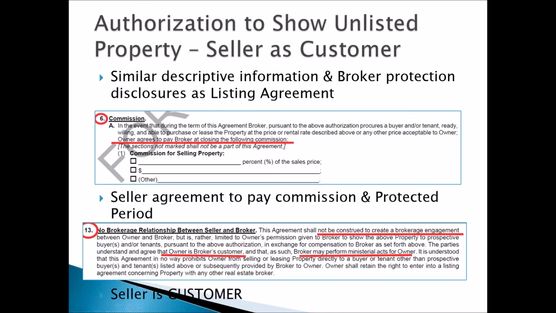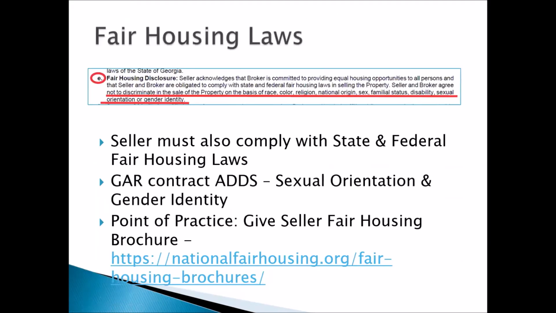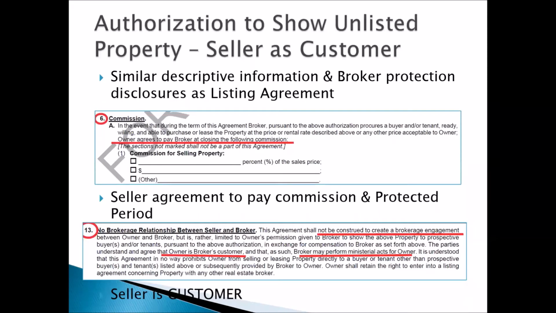Now, what if the seller wants to work with you as a customer? What you are going to use is the authorization to show unlisted property. In that form, it has similar information as the listing agreement. It talks about listing price, broker protection disclosures, and time frames. It also has a protection period.